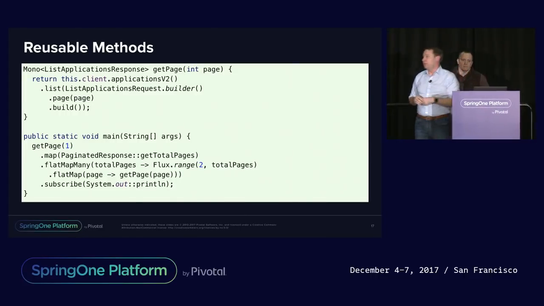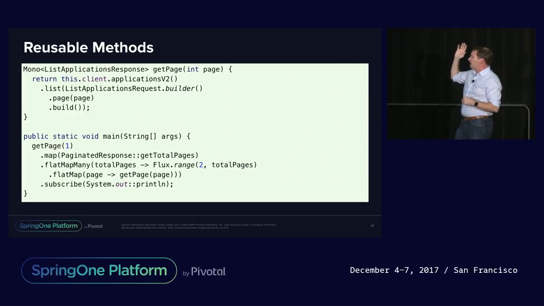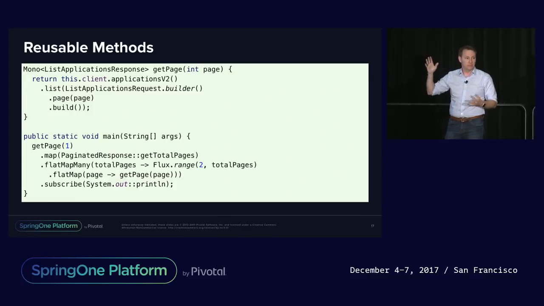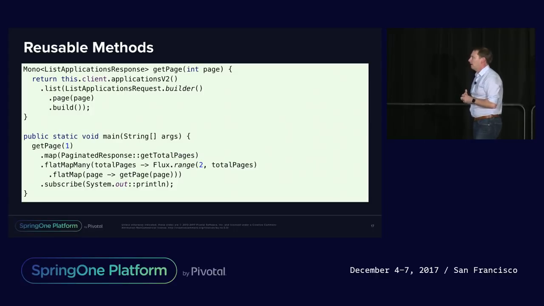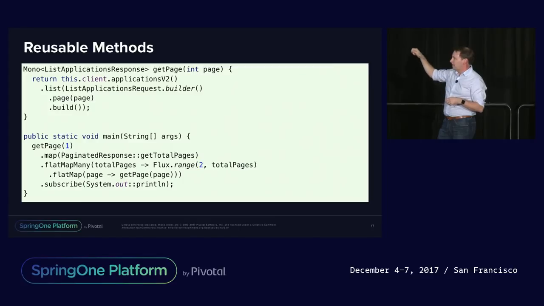So we take a look at reusable methods. We have this reusable method that goes off and gets a page. So this is listing applications, a paginated response, because you can have hundreds of thousands of applications inside of a Cloud Foundry instance. So in this particular case, we know that we need page 1, page 2, page 3. And I don't have to re-implement that network call, that go get me list applications request, because I can just say, get me a page.